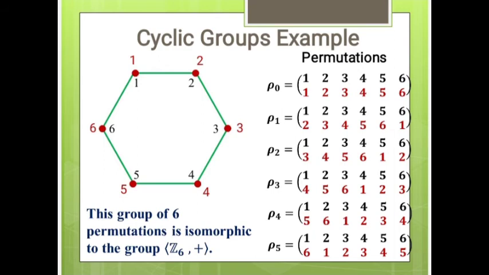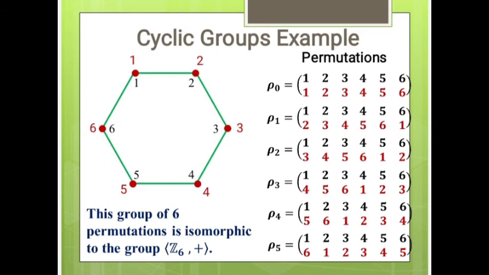permutations by row. Row sub 0 is 1, 2, 3, 4, 5, 6, 1, 2, 3, 4, 5, 6, while row sub 1 is 1, 2, 3, 4, 5, 6, and 2, 3, 4, 5, 6, 1, while row sub 2 is 1, 2, 3, 4, 5, 6, 3, 4, 5, 6, 1, 2. For row sub 3, 1, 2, 3, 4, 5, 6, 4, 5, 6, 1, 2, 3.